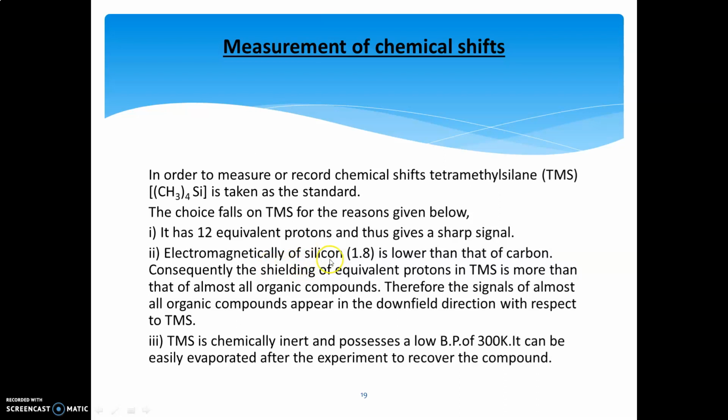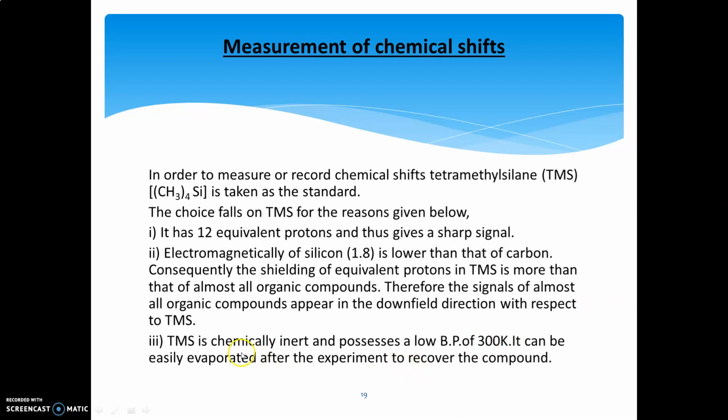The electronegativity value of silicon is 1.8, which is lower than that of carbon. Consequently, the shielding of equivalent protons in TMS is more than that of almost all organic compounds. Therefore, the signals of almost all organic compounds appear in the downfield direction with respect to TMS.